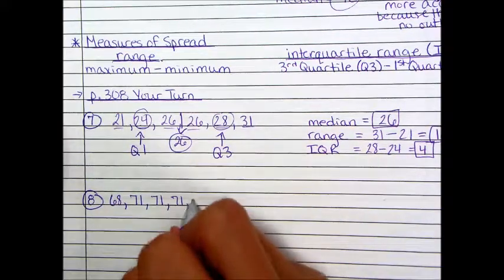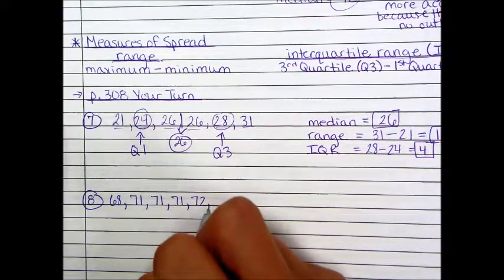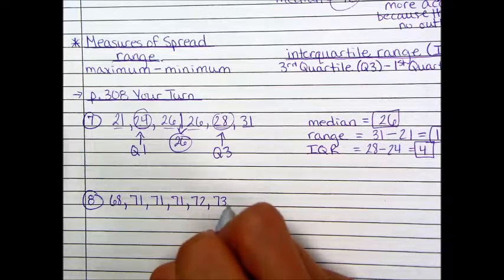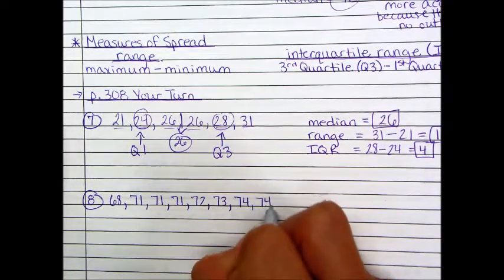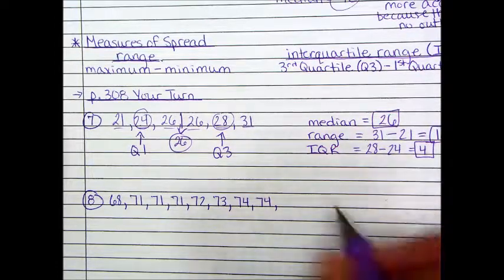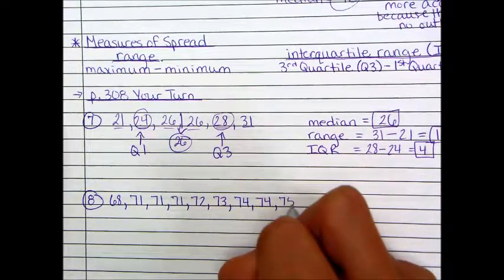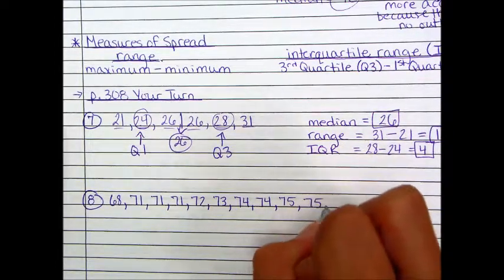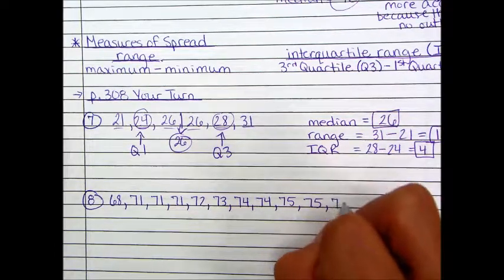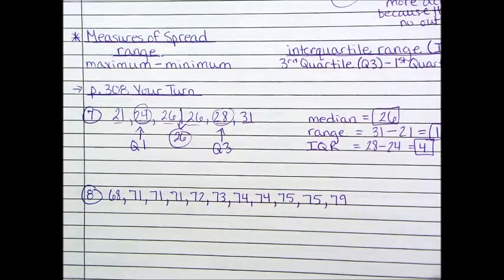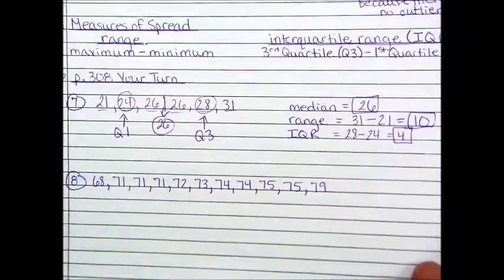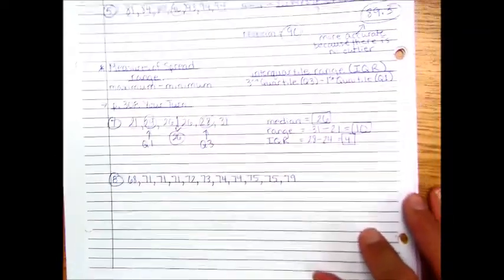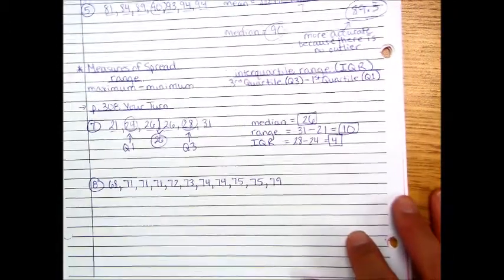Then you should have 72. There is a 73. There are 2 74s, so write 74 down 2 times. There are 2 75s, so write down 75 2 times. And then there's 79. There we go. Everybody take a second and make sure you truly have 11 numbers. If somebody doesn't have all the numbers down, we're going to struggle.